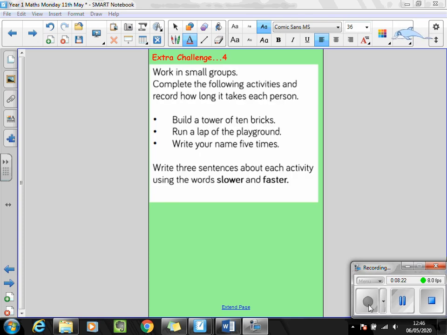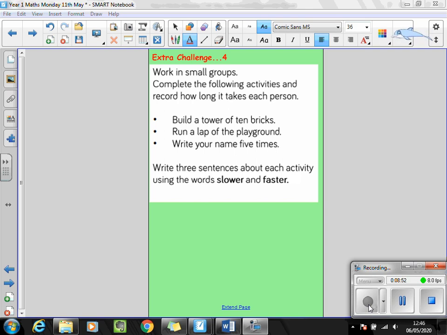Extra challenge 4. This one you might want to work with a partner, an adult or an older brother or sister. Have a go at some of the following activities and record how long it takes each person, maybe on a stopwatch. How long does it take you to build a tower of 10 bricks? How long does it take you to run a lap of your garden? How long does it take you to write your name 5 times?